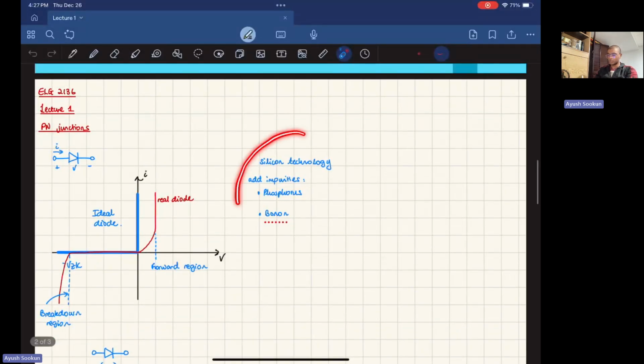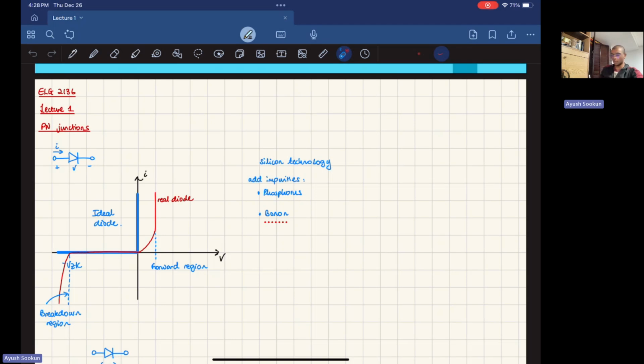And one of the things you need to understand is that diodes and any transistors, MOSFETs, BJTs that you'll see in the future are based on silicon technology. However, silicon by itself is not interesting. The way to really make it work in a full-on circuit is to add phosphorus and boron to it as impurities, and that's how we get interesting effects in those devices.